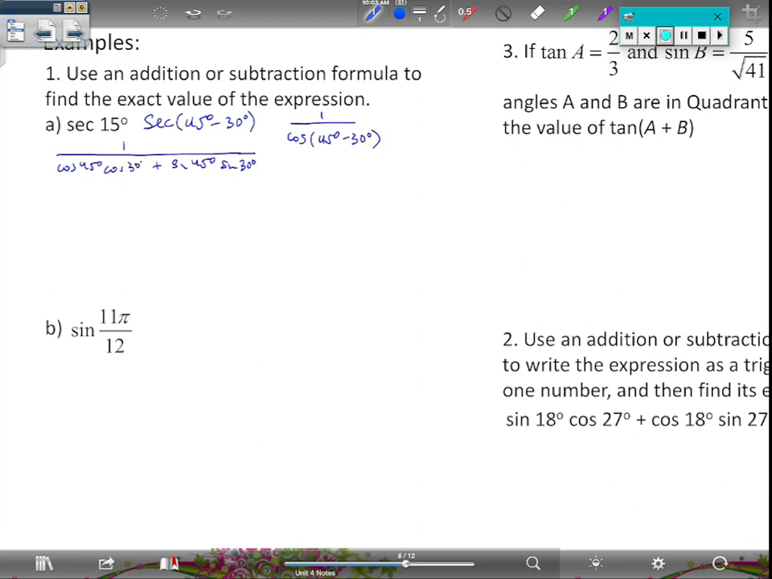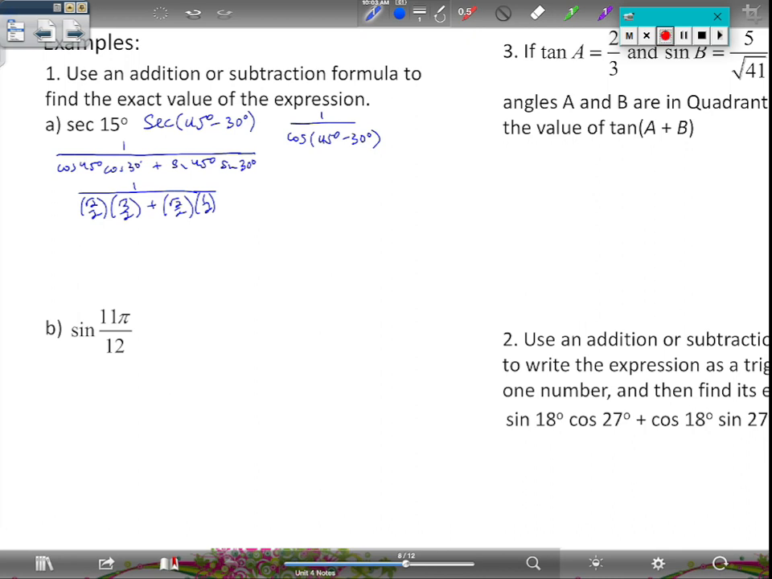So now we need to know our unit circle values. We need to know that. So we do. I'm sure we all do. So we know cosine at 45 degrees is root 2 over 2. Cosine at 30 degrees is root 3 over 2. Plus sine of 45 degrees is root 2 over 2. And sine of 30 degrees is 1/2.